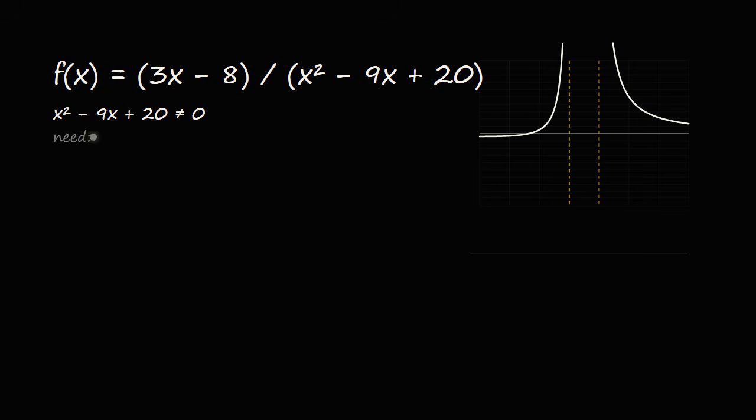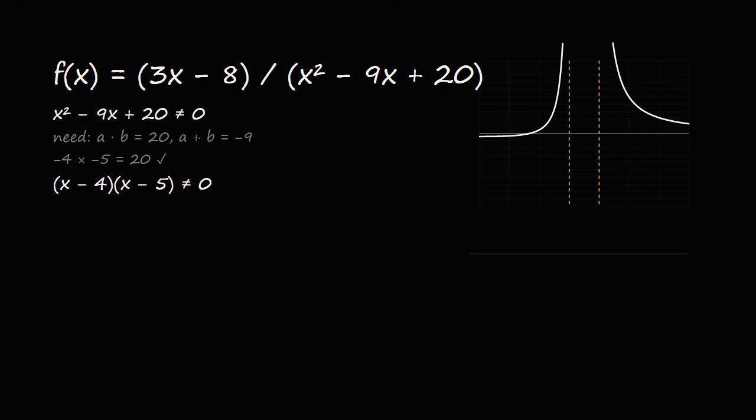We need two numbers that multiply together to give positive 20, but add together to give negative 9. If you think it through, negative 4 and negative 5 do the job. Negative 4 times negative 5 is 20, and negative 4 plus negative 5 is negative 9. So the denominator factors into (x - 4)(x - 5).